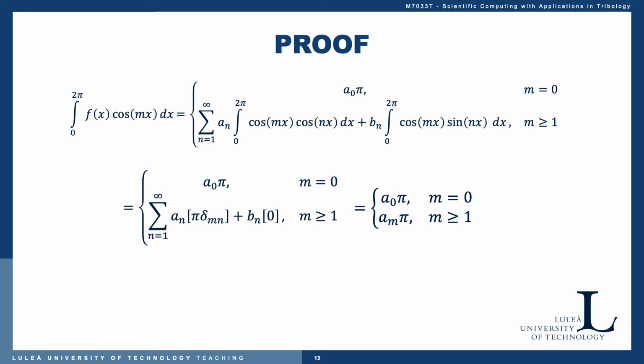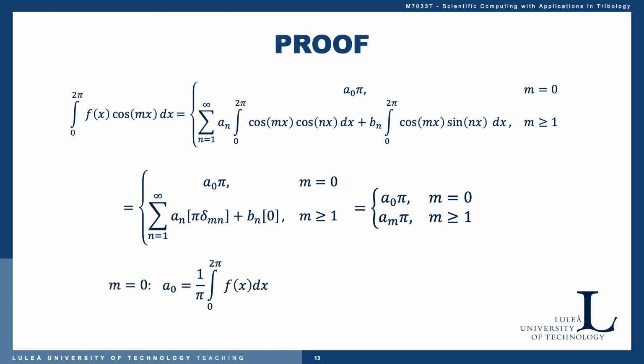So actually it's always am, because the Kronecker delta is only 1 when n is equal to m, and therefore an times Kronecker delta mn is am. I hope you heard the differences between my m and n. Otherwise, you can see it clearly on the whiteboard here, on the slide here.